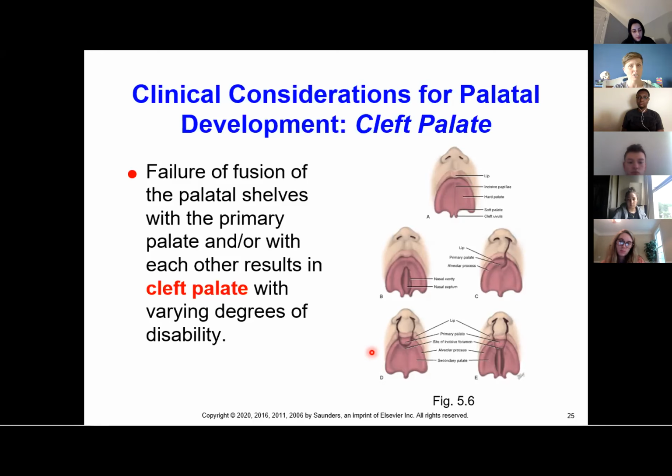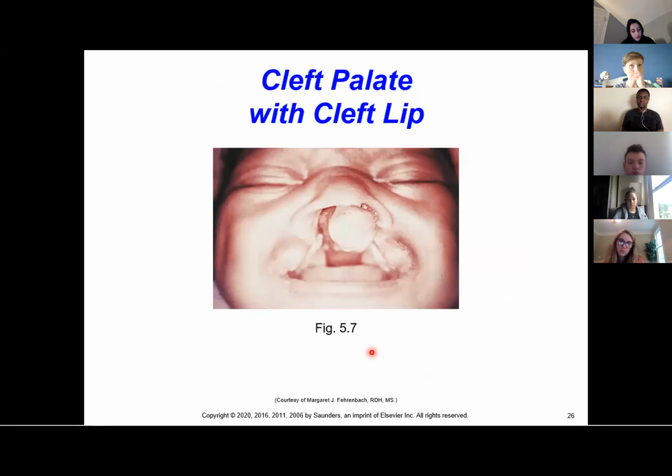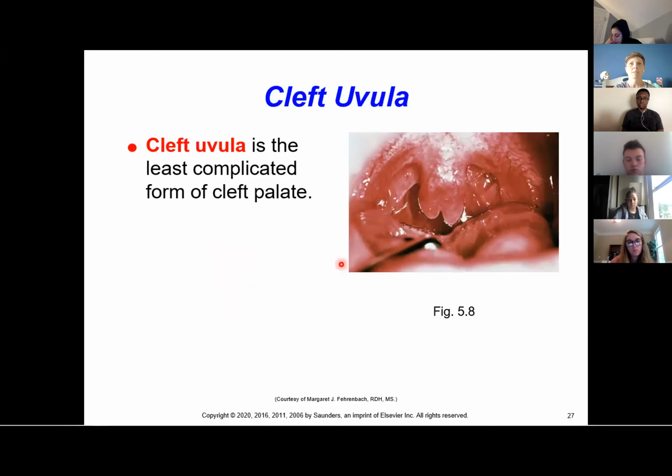This is a really hard picture, but I know it's in your book. This is a child where the primary palate did not fuse with the secondary palate, and you can see the secondary palates did not fuse either. You can see back here. Here's a beautiful picture of that cleft uvula. It is the least complicated form, like I said, of cleft palate.